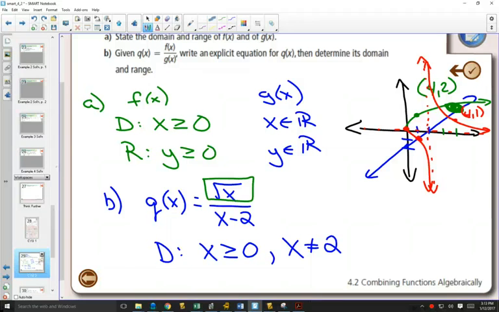So now looking at that, what does it look like our range is? Well, it looks like it goes down forever. We have an asymptote at y equals 0, but right here, it equals 0. And then it starts on the other side and goes up forever. The range of this function is everything.